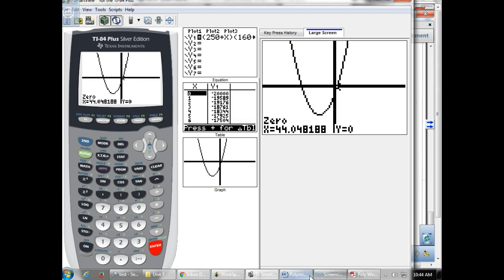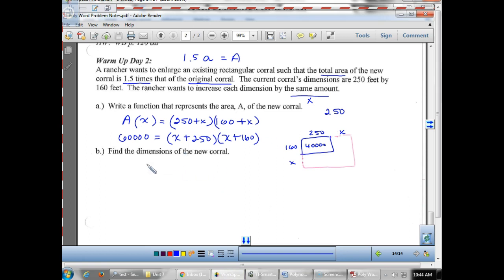Now, let's go back and talk about what we have here. 44.05. Now, if we want to round, we could just do 44. Are y'all okay with that? So what would our new dimensions be? 204, and it's going to be in feet, right? So 204 feet by what?